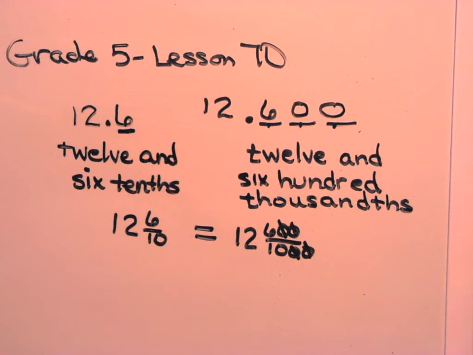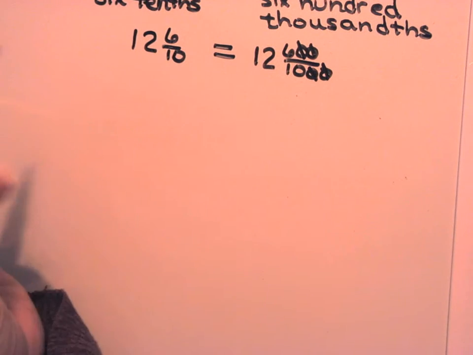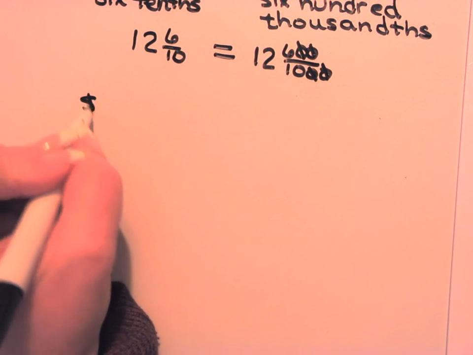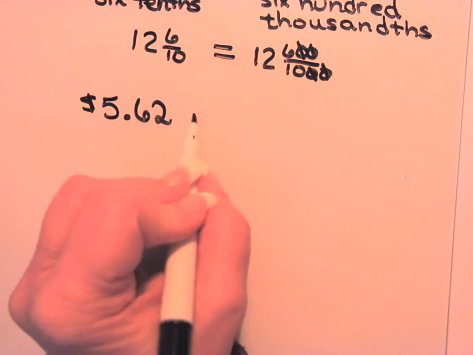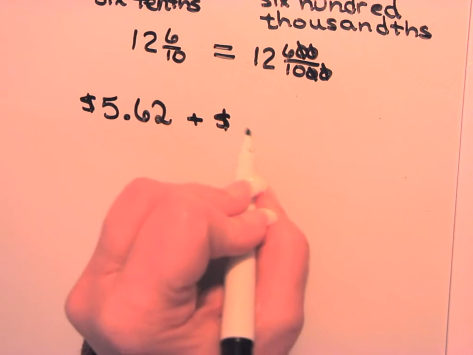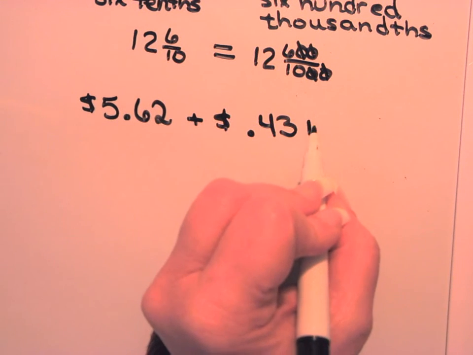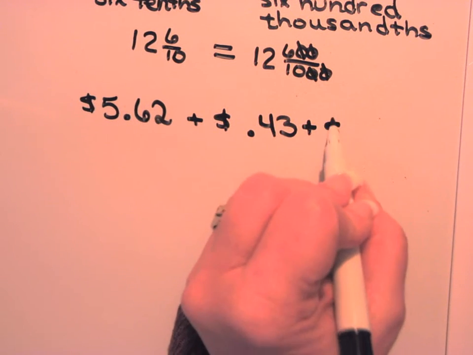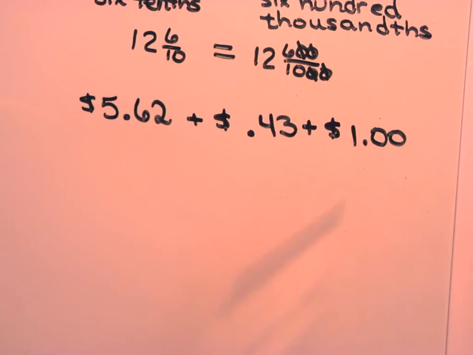Now, the second part of this lesson talks about what if we have numbers that we need to add together, like money that's in decimal points. So let's take a look at what that looks like. If I bought something for $5.62 and I also bought something else that was 43 cents, and then let's say I bought another item that was going to be $1 even. Now, I want to know how much did I spend.